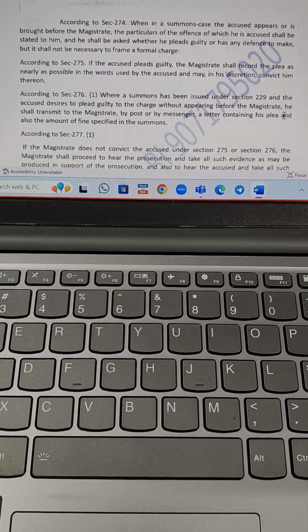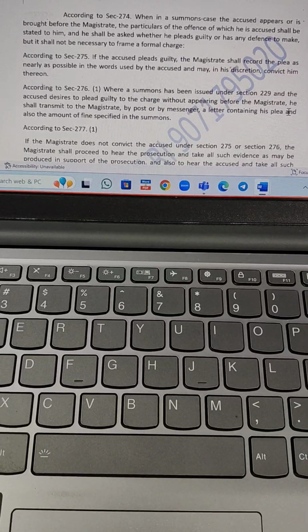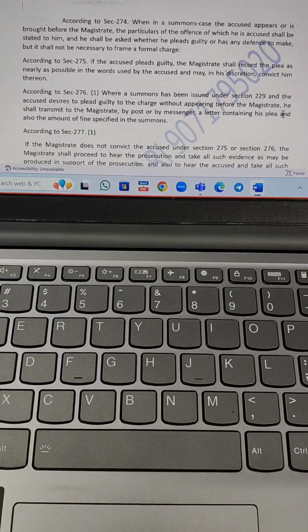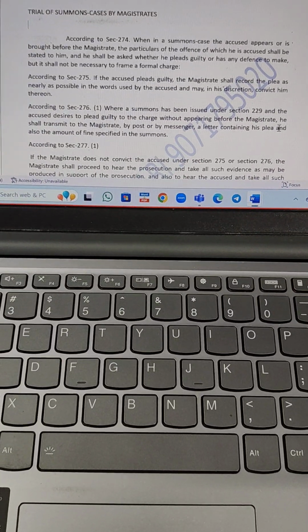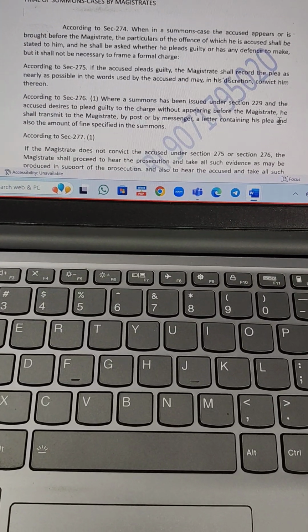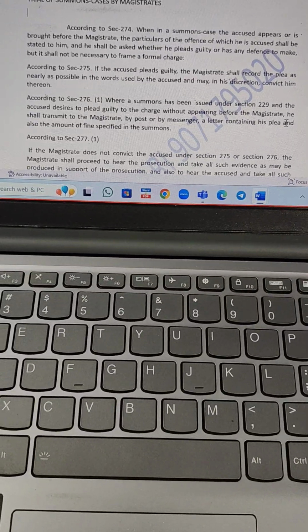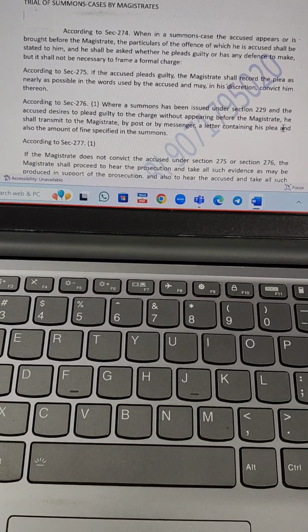the particulars of the offence of which he is accused shall be stated to him, and he shall be asked whether he pleads guilty or not, or has a defence to make, but it is not necessary for the magistrate to frame a formal charge. Now section 275.